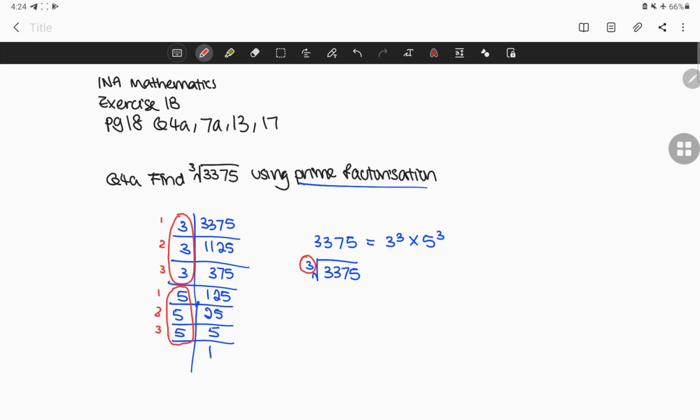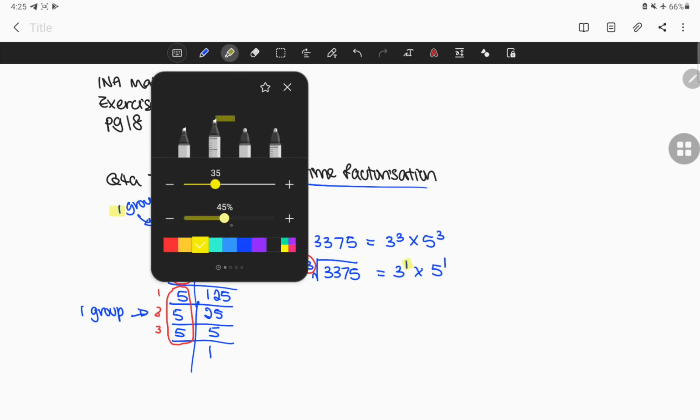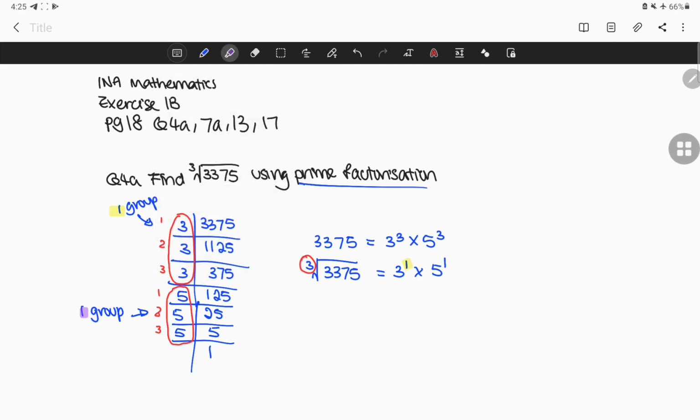Next, we count the number of groups there are. So this would be equal to 3 to the power of 1 because there is one group of 3 3's, and multiplied by 5 to the power of 1 because there is only one group of 3 5's as well. So therefore 1 and 1. So this one group refers to this one over here, and this one over here refers to this one over here.